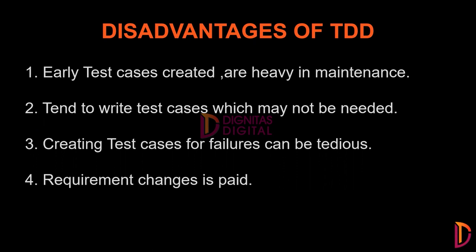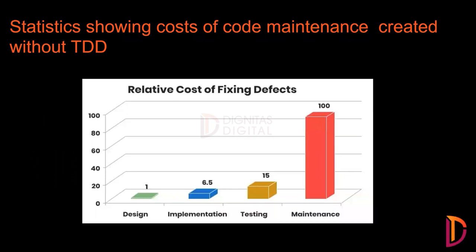Then requirement change is costly, which is the same as in traditional testing also. If a requirement is added in between, it is highly costly. Then statistics show that code maintenance created without TDD, at the testing level, costs 15 times more. We can see. Now I've created one program for better understanding.